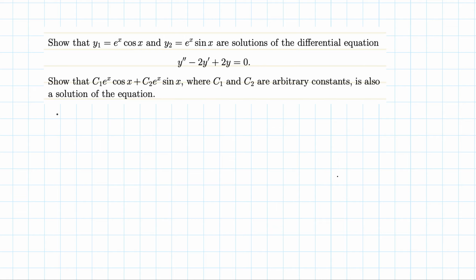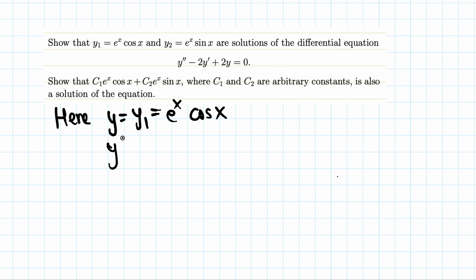Okay, so let's do it. Here y1 is y, e^x cos x. Let's find the derivative y'. We have a product of two functions, which means we must use the product rule. The derivative of e^x is e^x cos x, plus the derivative of cos x, which is negative sin x, times e^x.